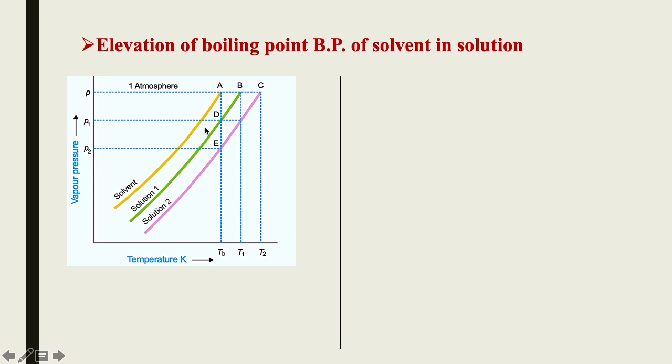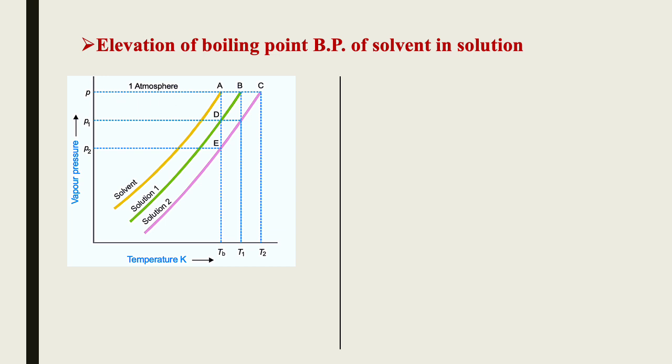As temperature increases, your vapor pressure also increases. At one point you will have the boiling point of that particular solvent at a particular temperature. That will be the boiling point of your pure solvent, represented here by capital A. So this point represents the boiling point of that solvent, where the pressure is 1 atmosphere.